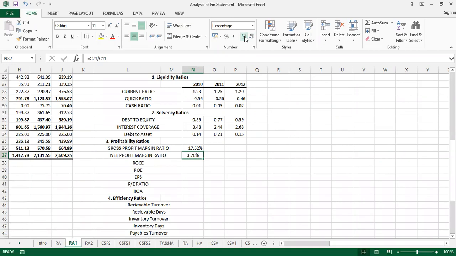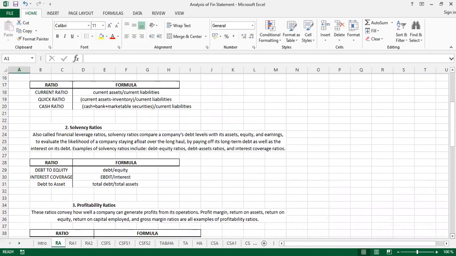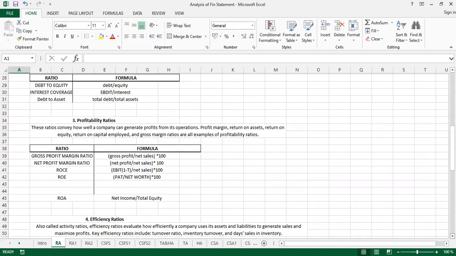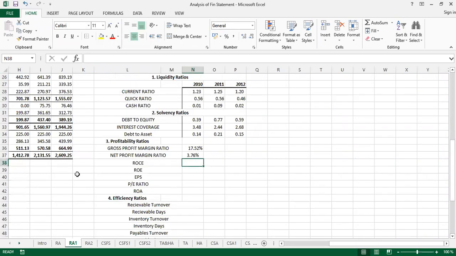Then we come to our return on capital employed. So I'll just confirm that one first. Okay, return on capital employed. Here, it's earnings before interest and tax times bracket 1 minus tax. That one is 0.7, isn't it? Over net sales. So we come here, equals.